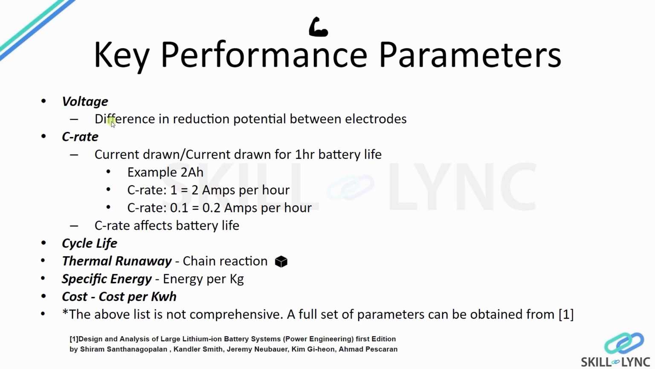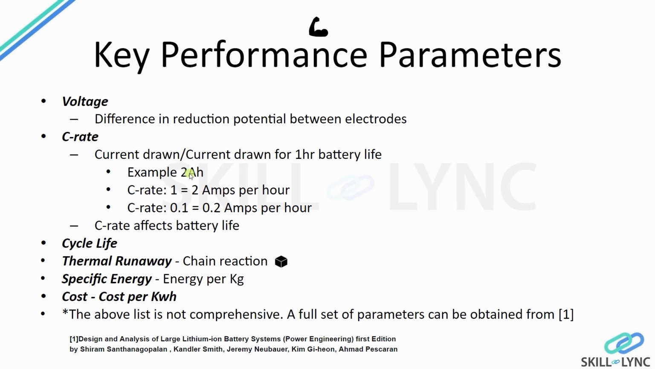We already know what voltage is, so now let's discuss C rate. C rate is defined as the current drawn divided by the current drawn for a 1 hour battery life. So what does this mean? For example, let us say that you have a battery pack that has a capacity of 2 amp hours. In other words, for 1 hour, it can provide 2 amps. Say that you have your mobile phone, right? And you are using a 2 amp hour battery to charge it. If your mobile phone is drawing 2 amps, the battery is going to last for 1 hour, correct? If your mobile phone is drawing 1 amp, then the battery is going to last for 2 hours.